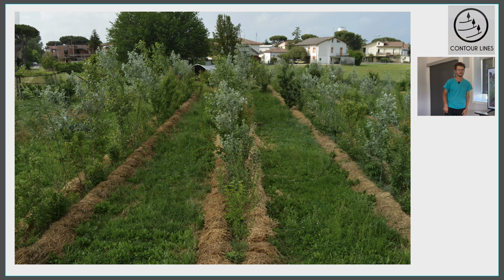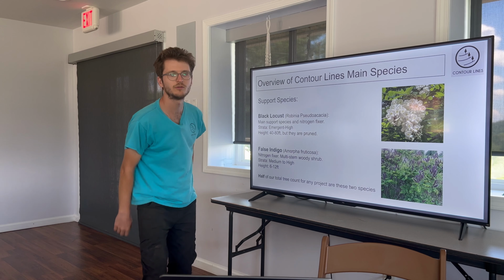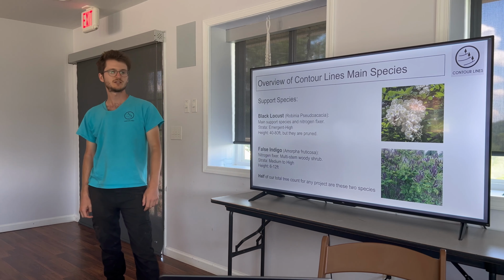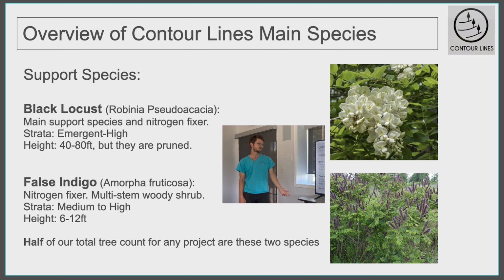You're putting it right where it needs to be, where it feeds the plants in the best way. A little bit about the main support species. So we talked about black locust, which are all the ones out there, and then there is some false indigo out there as well. These are our 2 main nitrogen fixers.